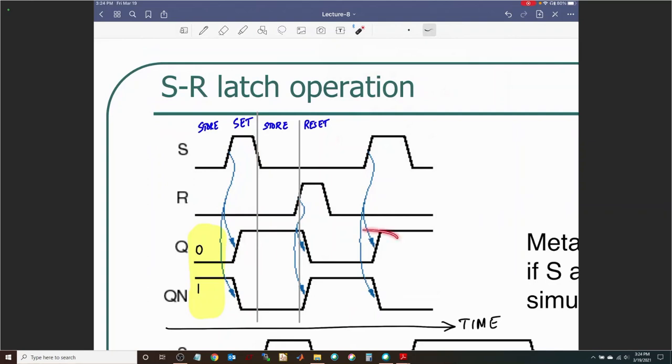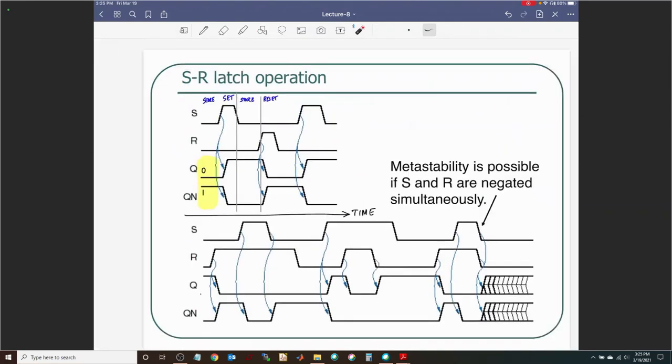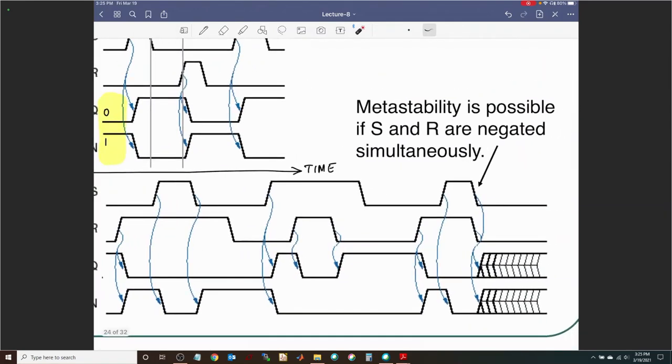And as you can see, Q and Qn are behaving quite nicely. There's no metastability observed here. But that's not always going to be the case. At least theoretically, it's not always going to be the case. You will have a situation like this, where you go from 1-1 to 0-0 exactly at the same time. You see this? Exactly at the same time, you went from 1-1 to 0-0. And what did that do to both Q and Qn? They started oscillating.